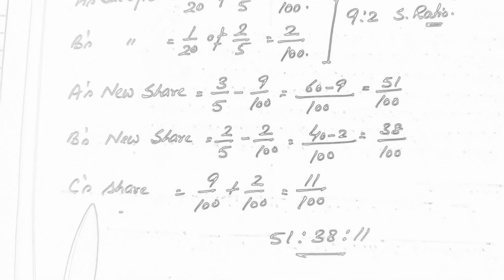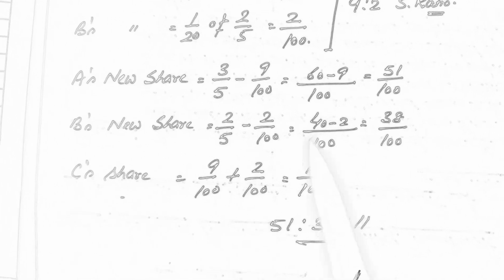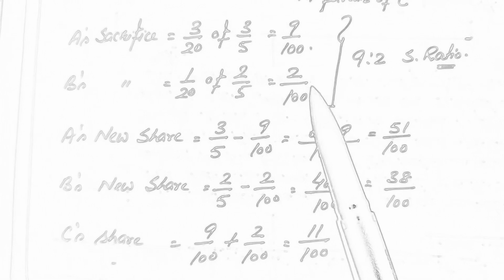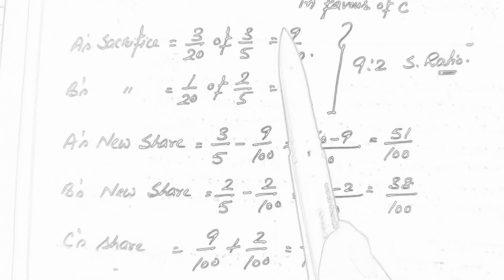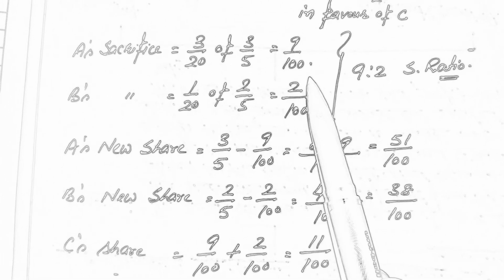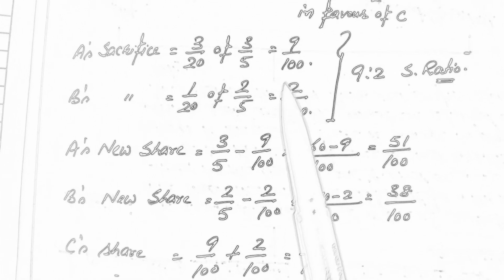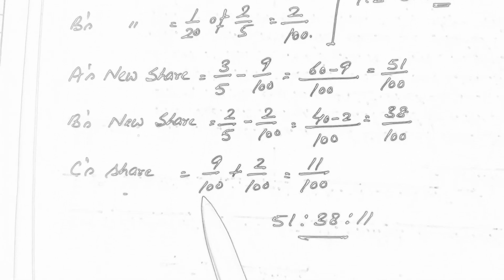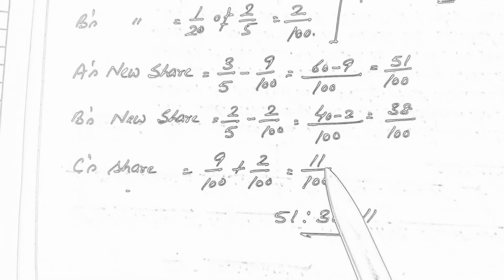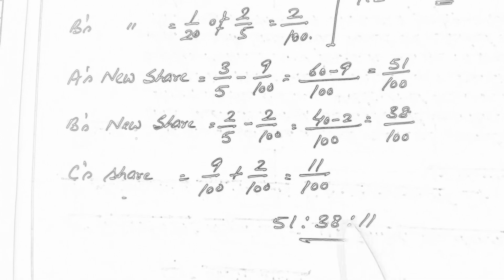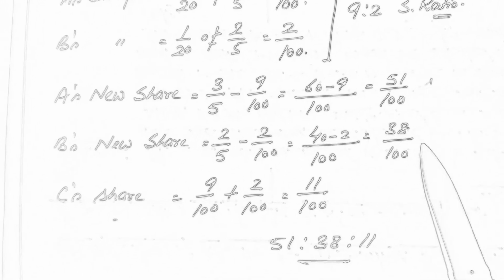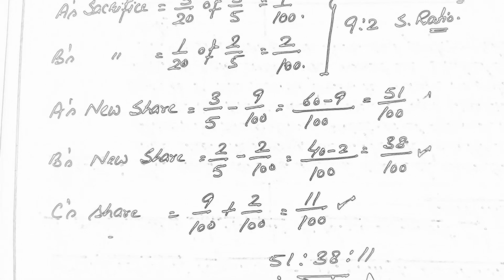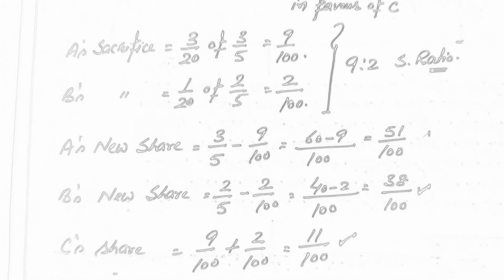Now C's share. For C's share, we will add whatever sacrifice was made by A and B in favor of C. A's sacrifice in favor of C is 9/100, B's sacrifice in favor of C is 2/100. That's why C's share is 9/100 plus 2/100, which is 11/100. Hence the new profit sharing ratio is 51:38:11.